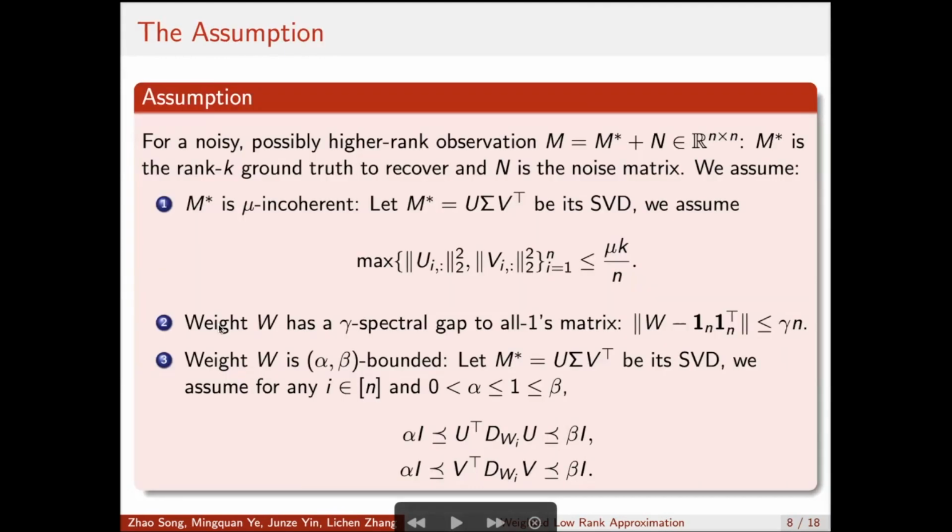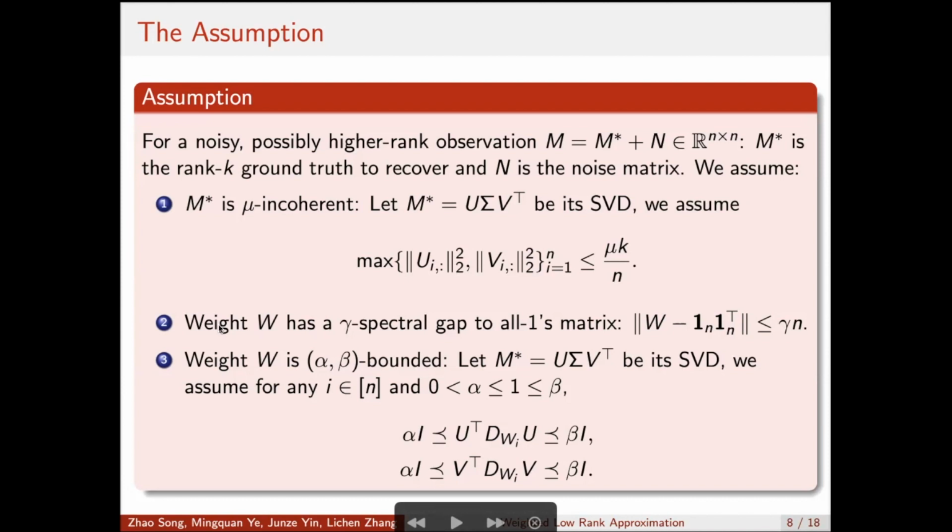Now I'm going to introduce the assumptions that we have. We have 3 assumptions in total. Assumption 1 states that the largest row norms of the left and the right singular factors of a matrix should be close to their average values. This is to avoid the scenarios where the matrix has very weak signals, making it difficult to recover.